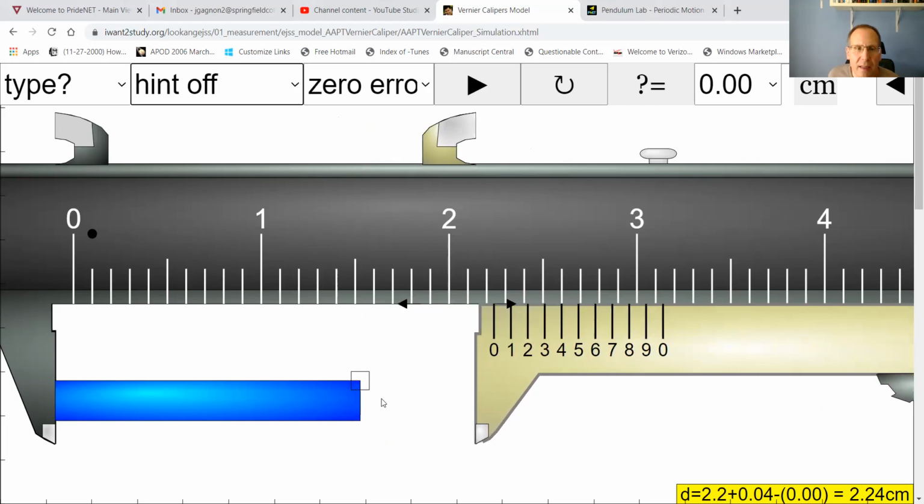Here, let's try another one. Let's say this is the measurement.